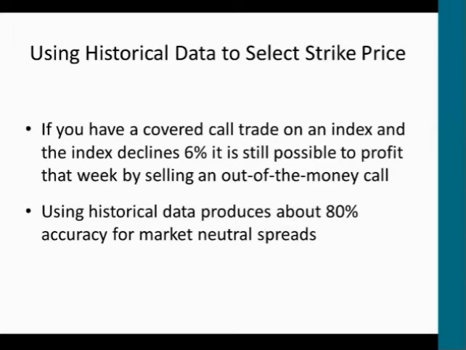So, for example, if you have a covered call trade on an index, and let's say this was the bullish side of the index, and the index declined 6%, if you sell an out-of-the-money call, you can still profit on that bullish covered call even if the index declines 6%, because you're selling out-of-the-money calls, which allow for a bigger move in the underlying index. And by using this historical data, it produces about 80% accuracy for these market-neutral spreads.